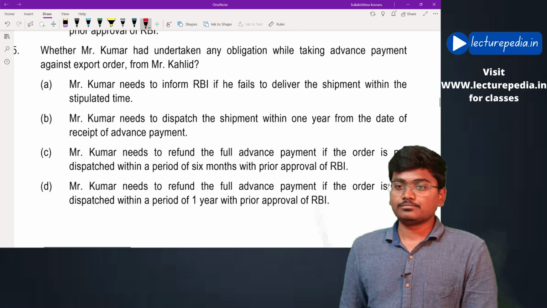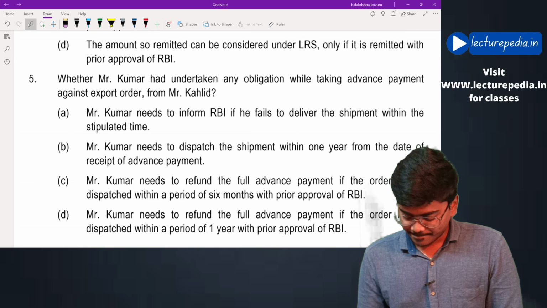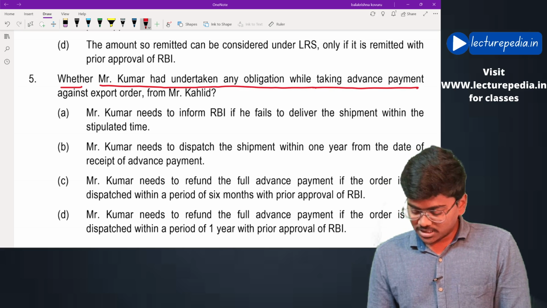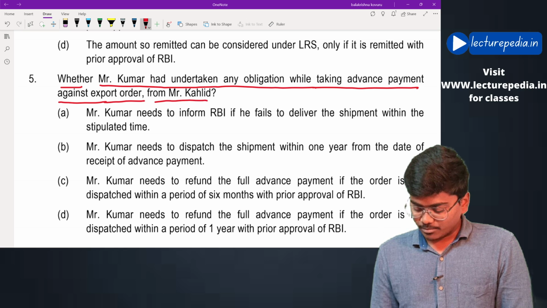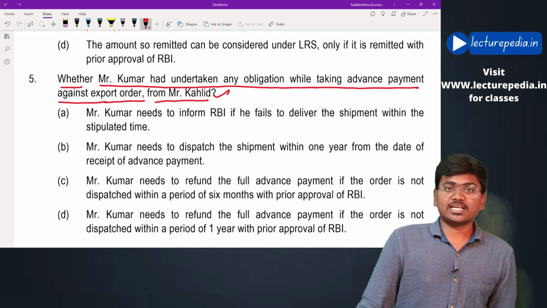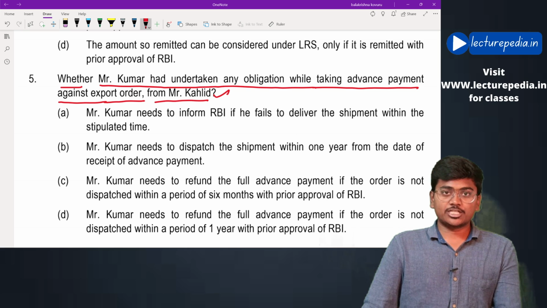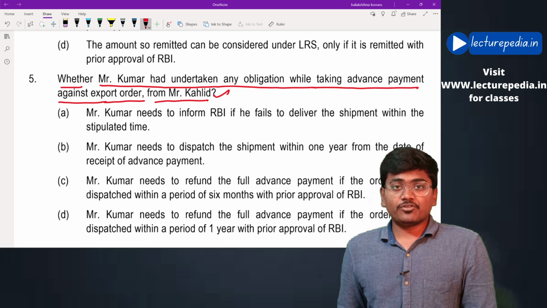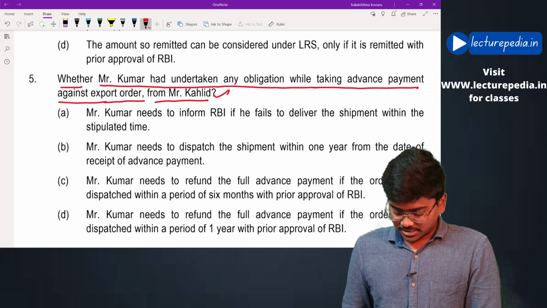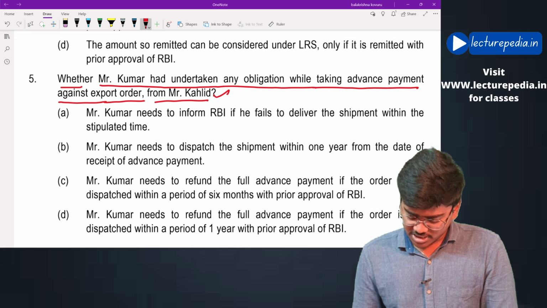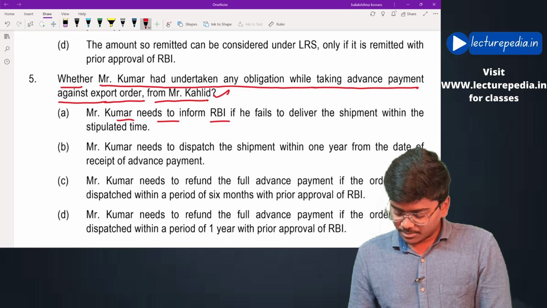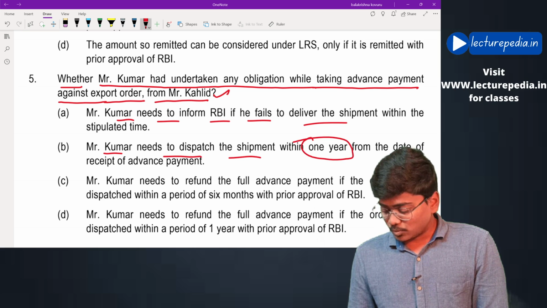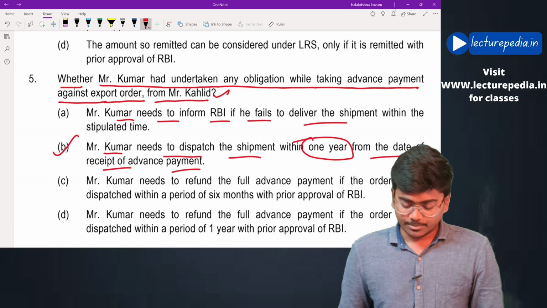Next, fifth MCQ. Whether Mr. Kumar had undertaken any obligation while taking advance payment against an export order from Mr. Khalid. See, if you receive any advance for exporting goods, then you have to export the goods within 1 year from the date of receipt of advance. Therefore, see, first option: Mr. Kumar needs to inform RBI if he fails to deliver. No, Mr. Kumar needs to dispatch the shipment within 1 year from the date of receipt of advance payment. Option B would be the correct option.